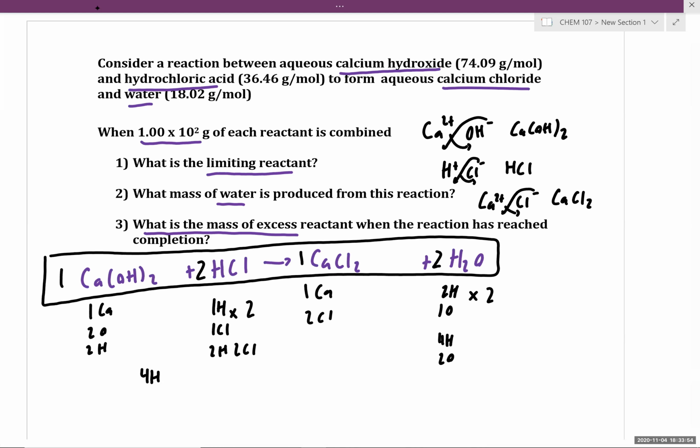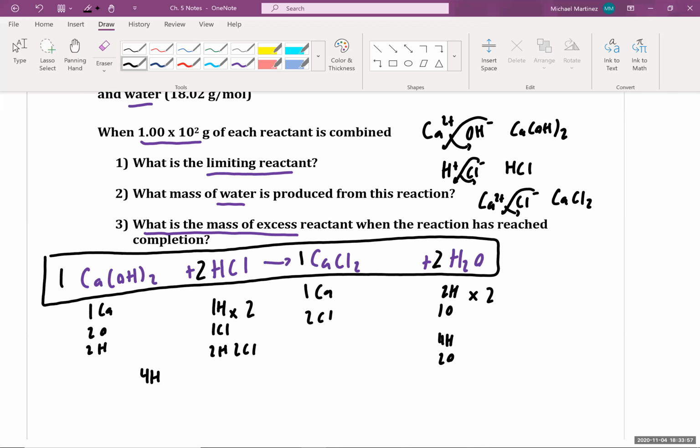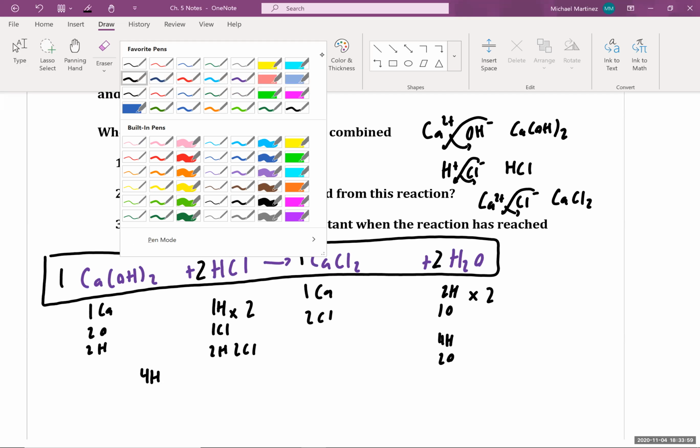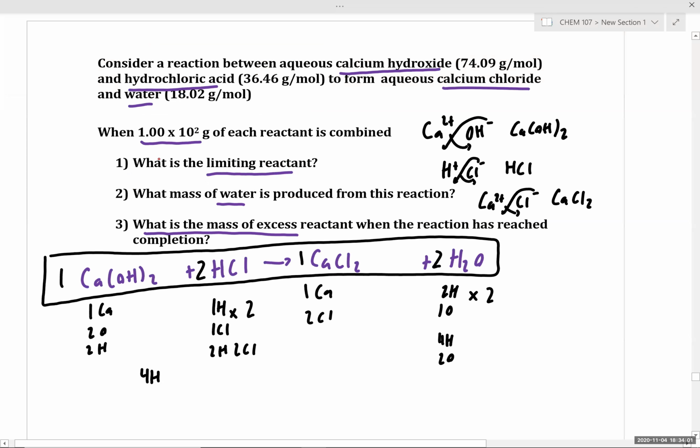So now that we have this balanced chemical equation, I'd like the class to try to address the first 2 questions. Keeping in mind, you're going to need to answer all 3 over the course of this problem solving session. So first we have to identify the limiting reactant, and then we have to identify the mass of water produced from this reaction. So let's try to work through this example.